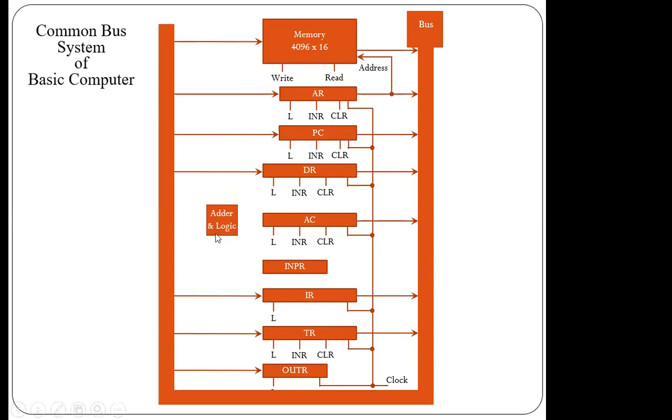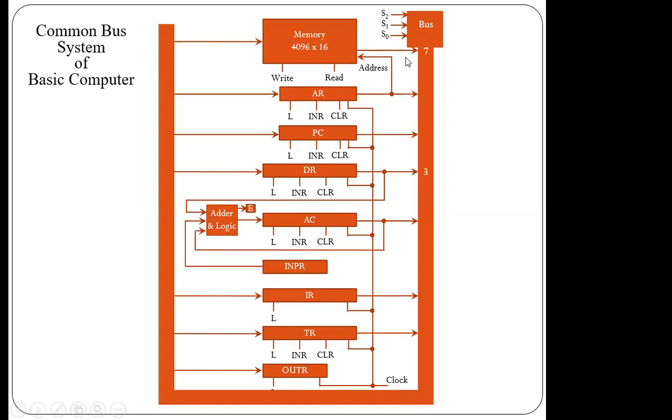Then we have the adder and logic circuit, which has 3 inputs, right? So S2, S1 and S0. These are the selection lines. I will let you know about the complete diagram in a few minutes.